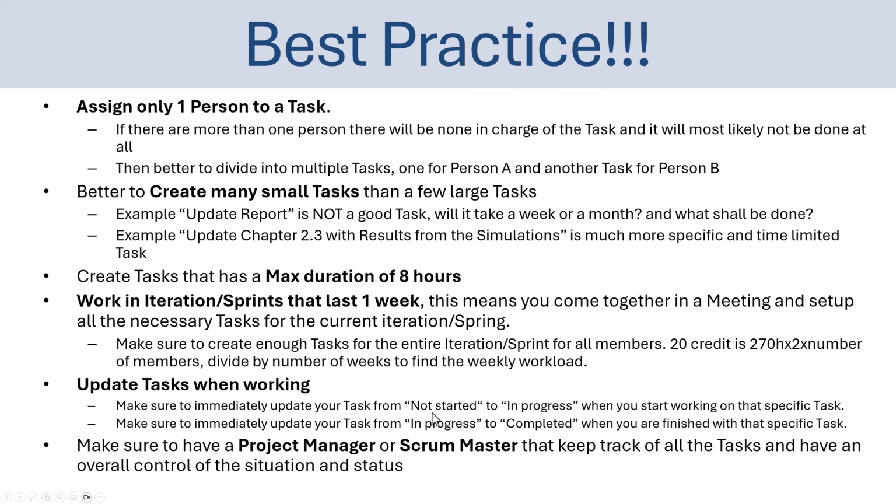Also, you should update the task when working. Typically, when you want to start working with a new task, you just move the task from not started to the in progress column in the task board. And when you are finished with one specific task, you put it in the completed column. Typically, you don't want to work with too many tasks at the same time. So typically, you put 1 or 2 tasks in the in progress column. And then hopefully when the iteration or sprint is finished, we will have moved all the tasks from not started to the completed column.